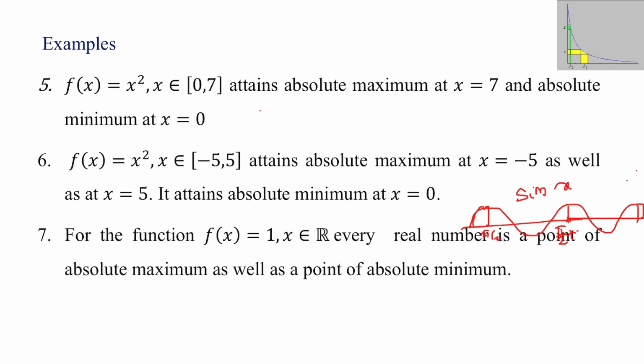Now, consider the function f of x equal to 1, or consider any constant function on the set of all real numbers. Then every point is an absolute maximum. Similarly, every point is a point of absolute minimum. So in the case of constant function, every point in the domain is a point of absolute maximum as well as point of absolute minimum.